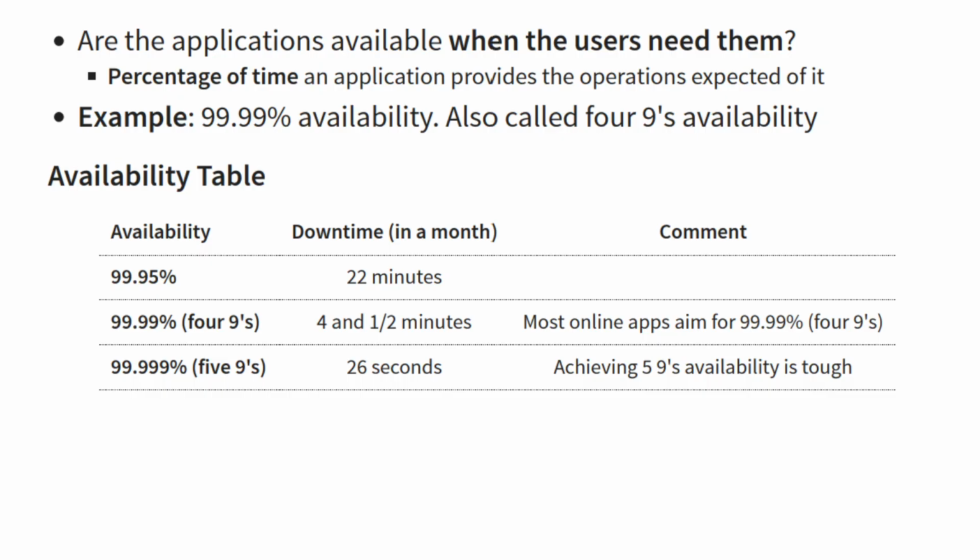We express this as a percentage of time the application is operational and fulfilling its expected functions. Generally when I say something like 99.95, it means your application is available 99.95 percent of the time, and there is about 22 minutes of downtime in a month. The highest level of availability we try to achieve is 99.999, where the downtime is about 26 seconds in a month.